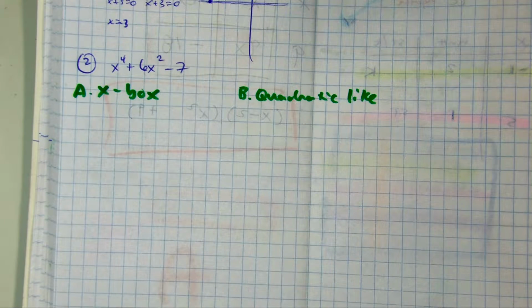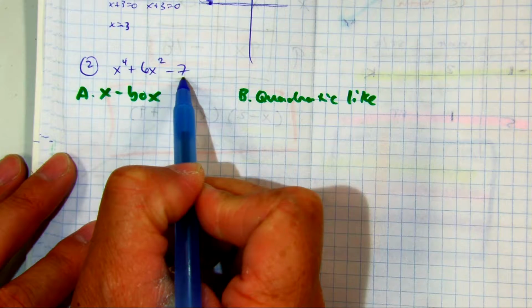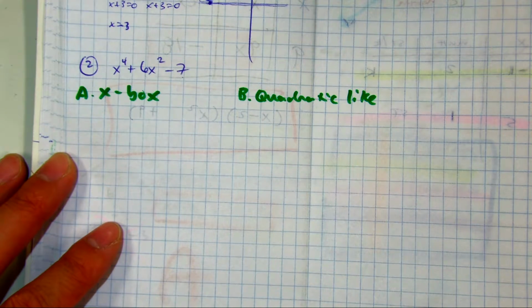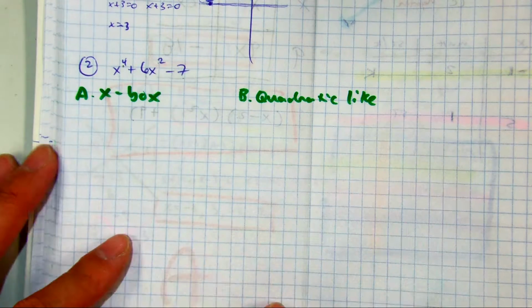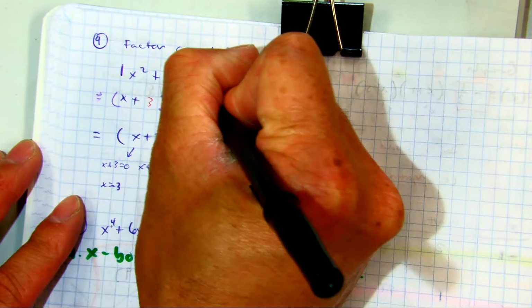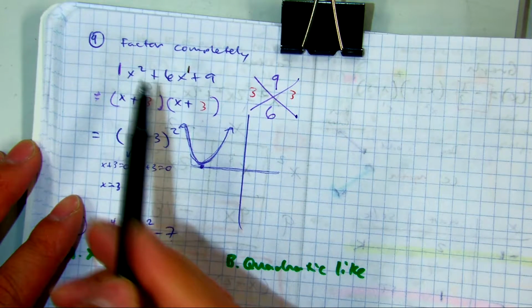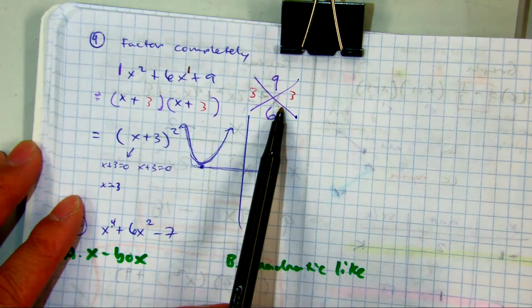Question number 2, you were asked to factor completely x to the 4th plus 6x squared minus 7. Remember I did this little trick? Class, what's half of 4? 2. If you look at the previous problem, half of 2 is 1. Why do I point that out to you? It's because this is factorable by using the x box. Why is that important to you?